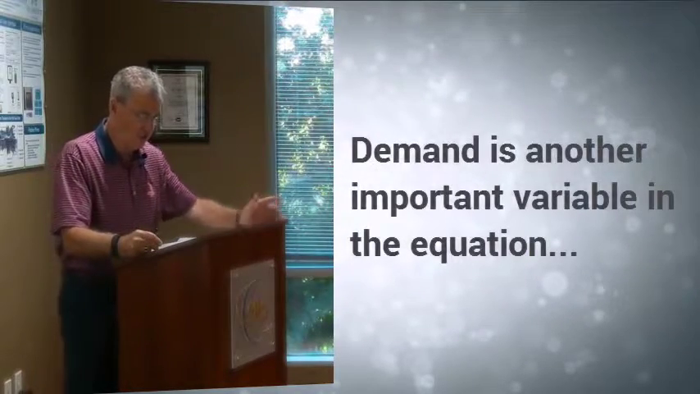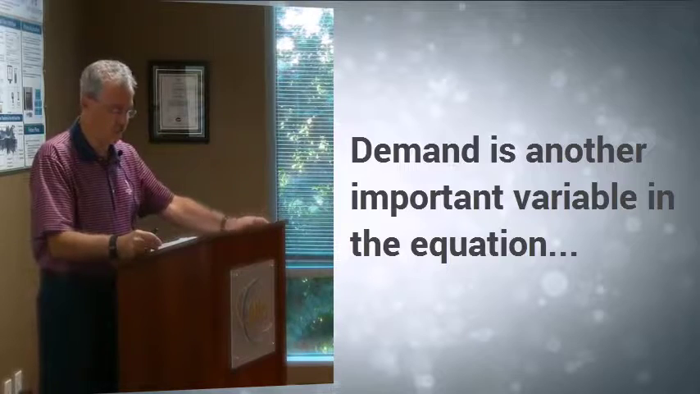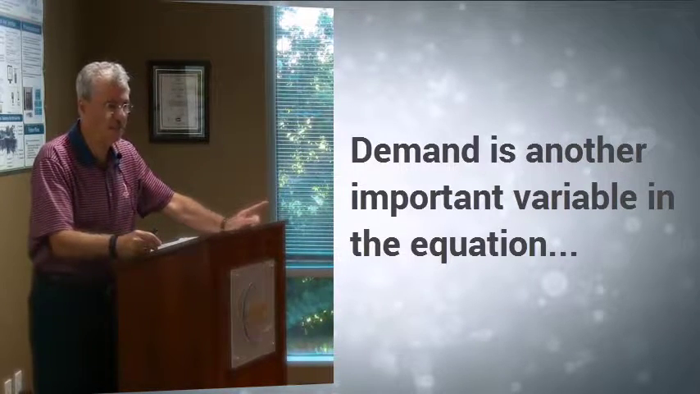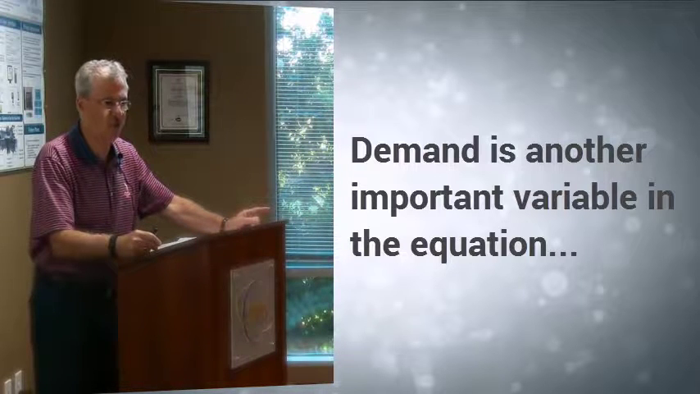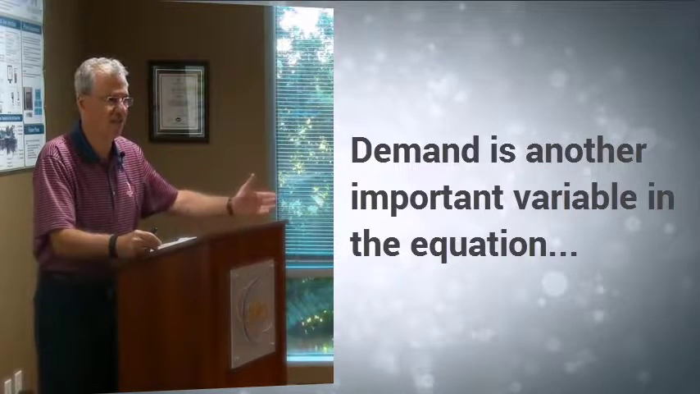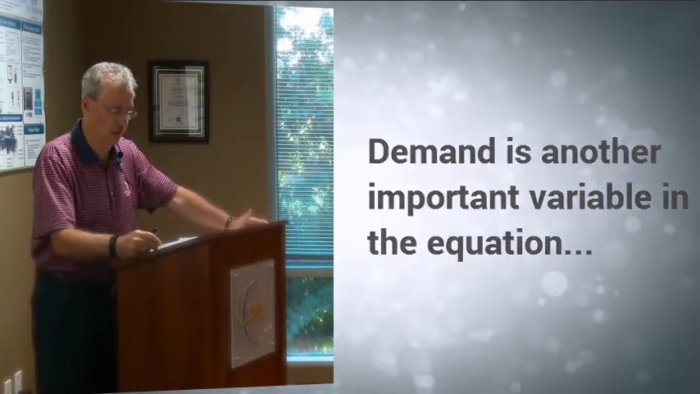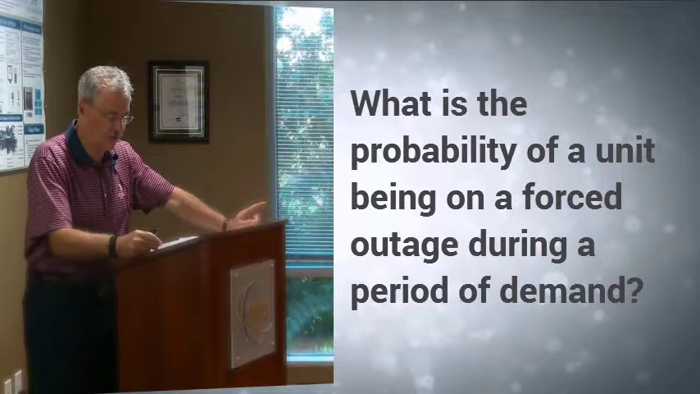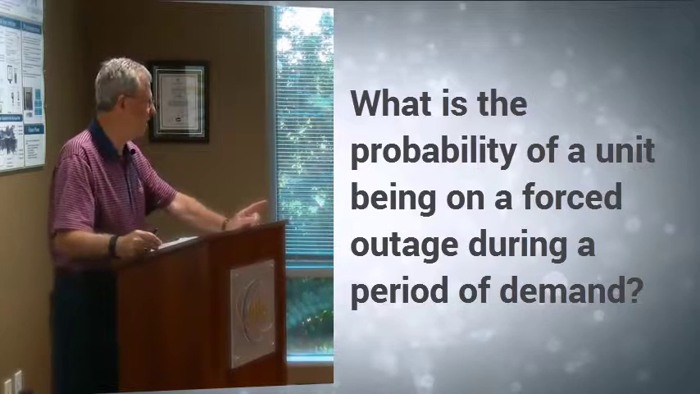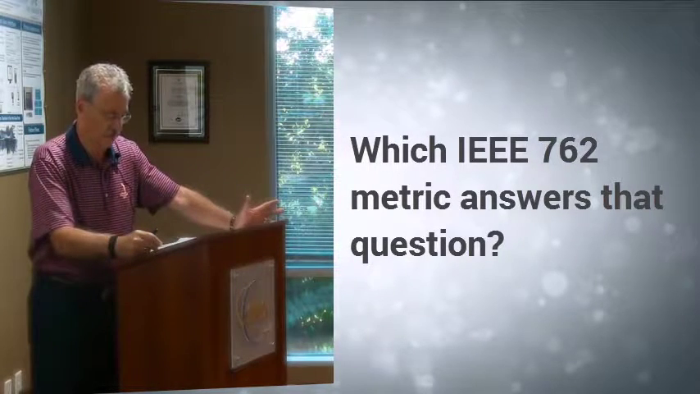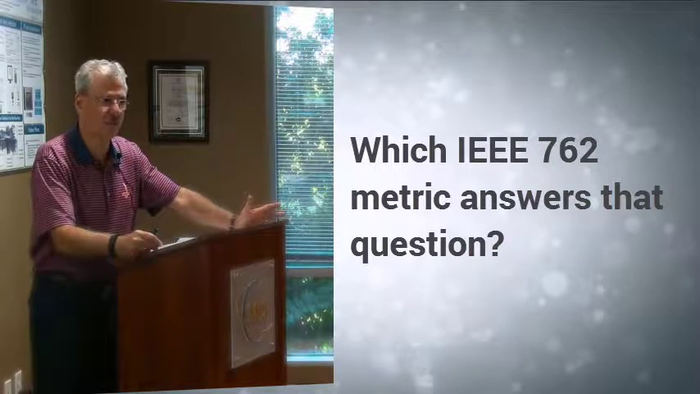And that is why trying to understand the measure of demand becomes another important variable in the equation. Because I only lose money when I wanted to or intended to use the unit and generate power. I don't lose money when I'm just sitting in a state of reserve shutdown and I don't intend to start. So the real question is, what is the probability of a unit being on a forced outage during a period of demand? For me, this begs the question, which IEEE metric answers that question? How do I know what the probability of a forced outage is?